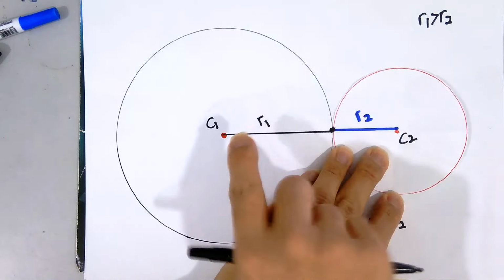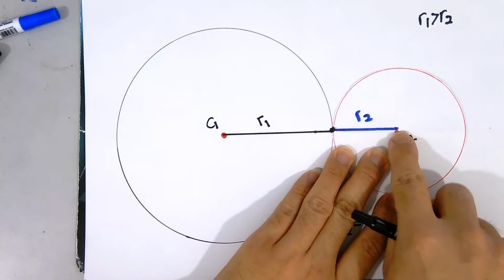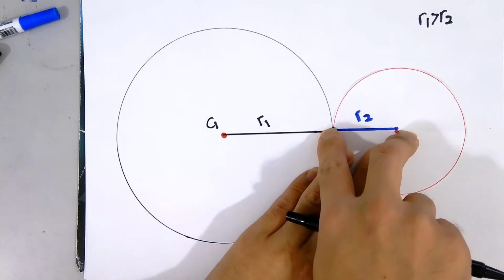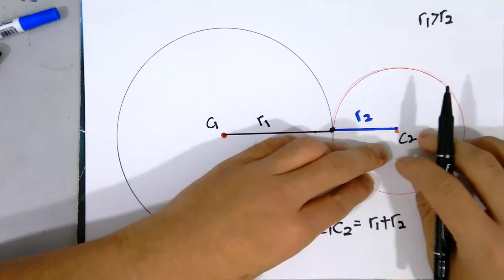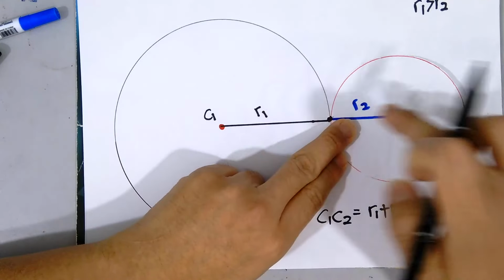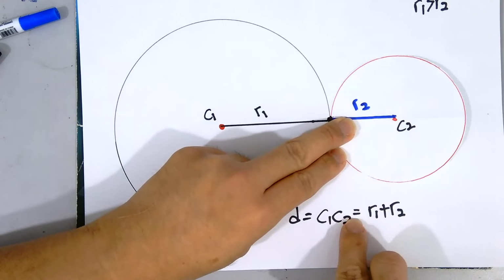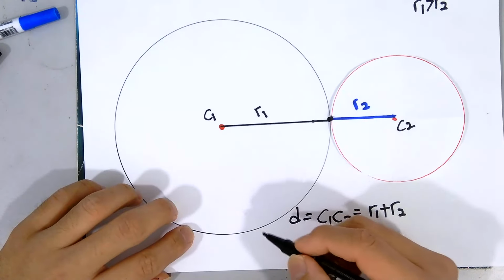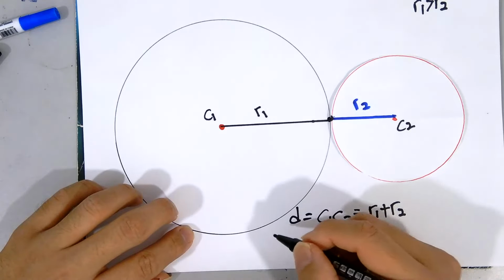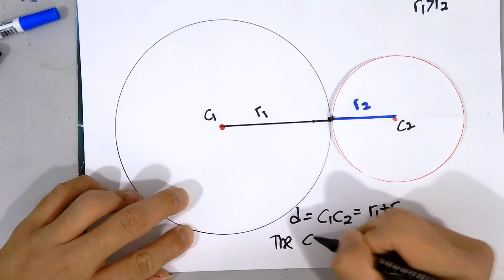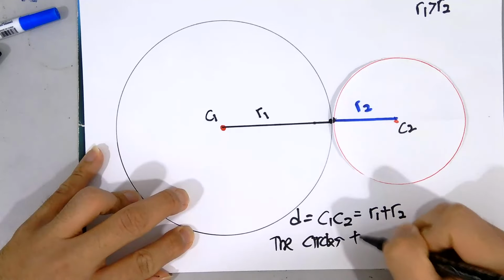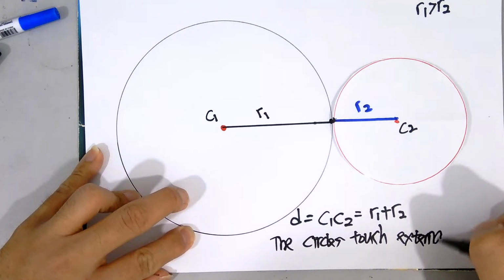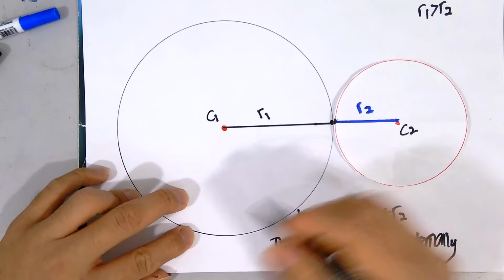So of course, the distance from this center to that center is the same as radius 1 plus radius 2, right? If you are able to show that the distance between the two centers is the same as the sum of the two radii, then we can conclude that the circles touch externally.